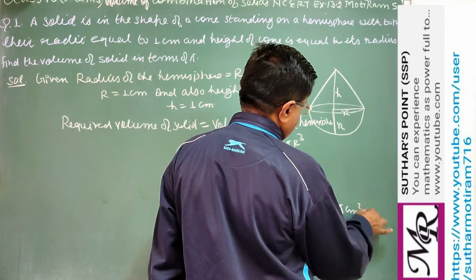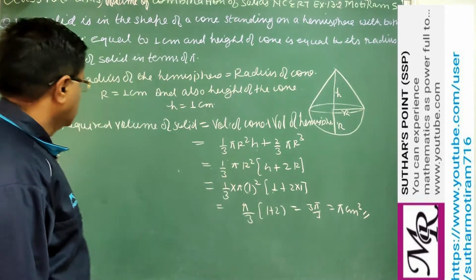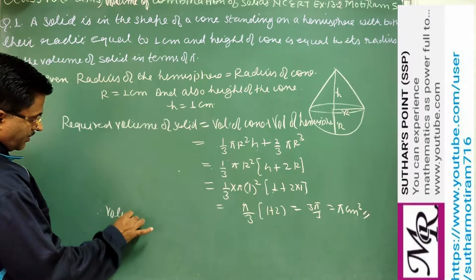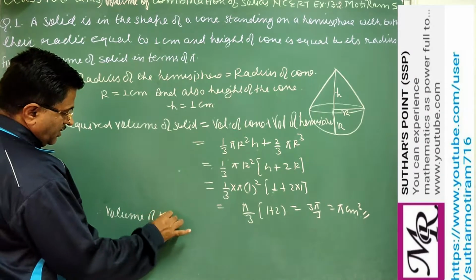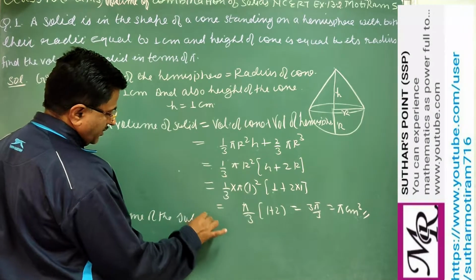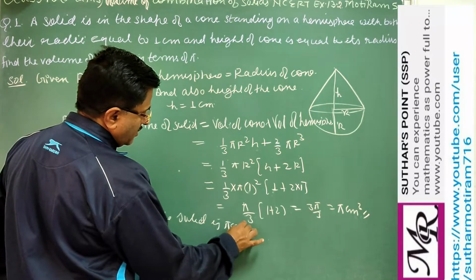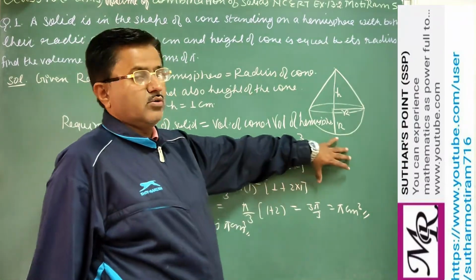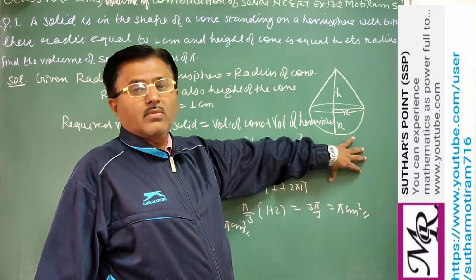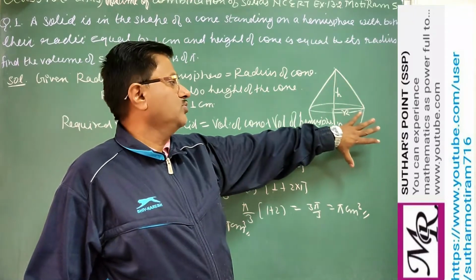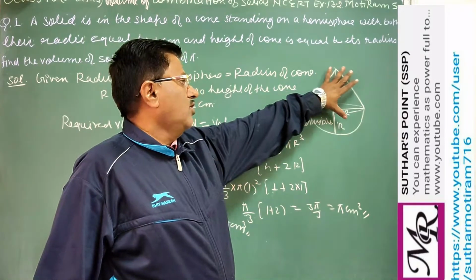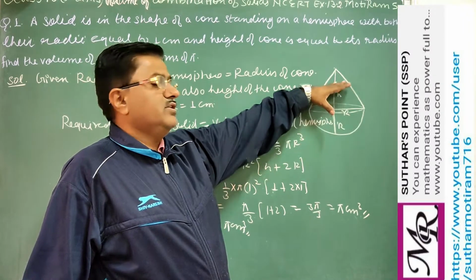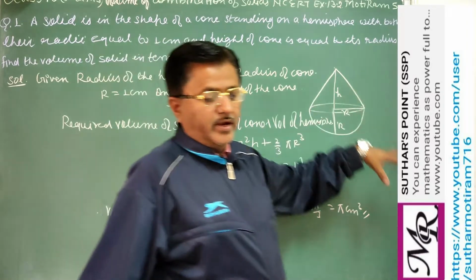As you know that unit of the volume is cubic. So we can say volume of the solid is pi cubic centimeter. So dear student, in this way we can find the volume of the solid. So whenever you are finding the volume of a combination of figures, you have to find the volume of individuals and then the results will be added.